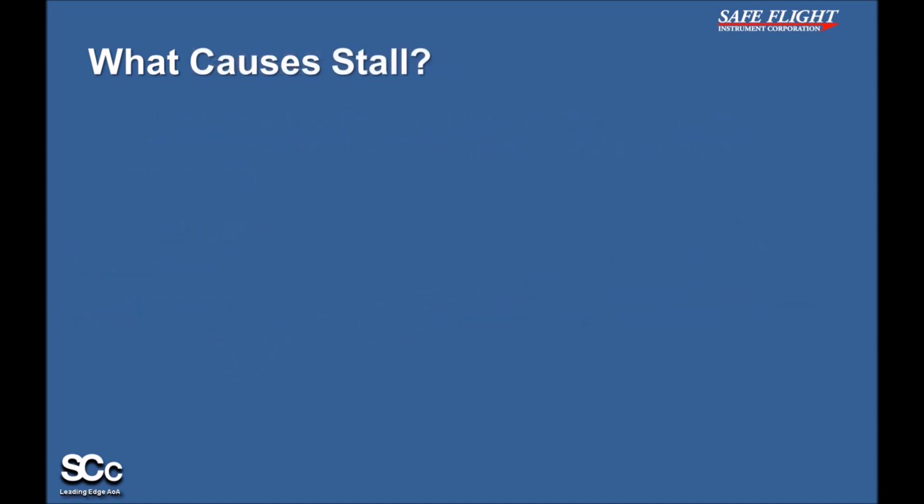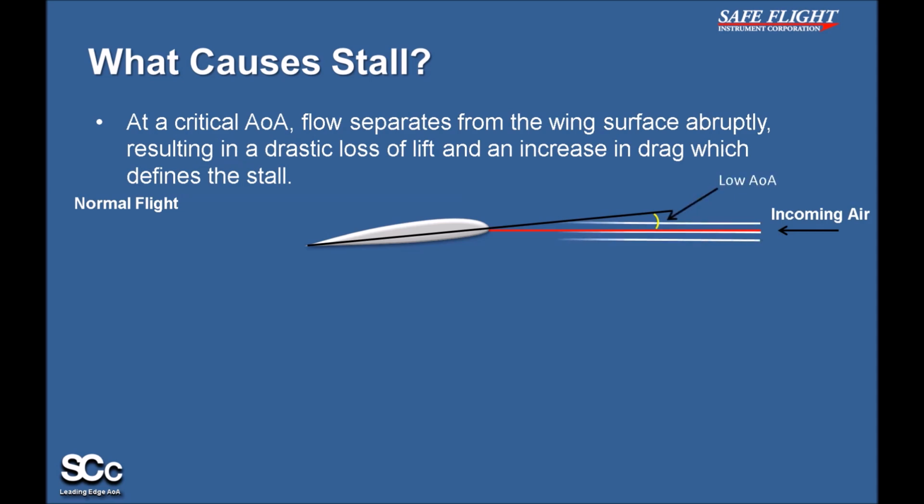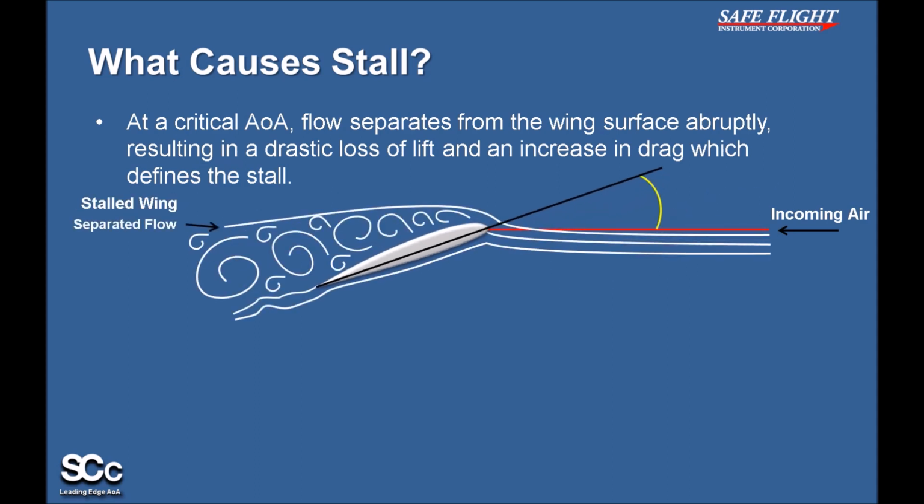This flow separation leads us into our next point, which is what causes aerodynamic stall. At a critical angle of attack, flow separates from the wing surface abruptly, resulting in a drastic loss of lift and an increase in drag, which defines the stall. Under normal flight conditions of relatively low angles of attack, the incoming air flows smoothly over the wing's surface. But at the stall, the incoming airflow separates.